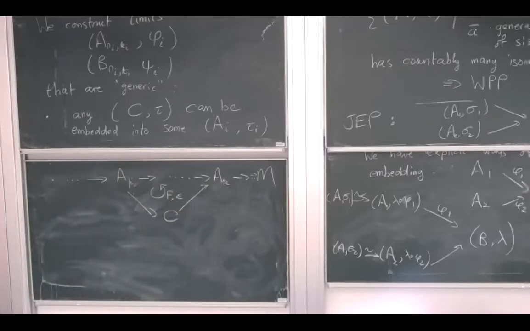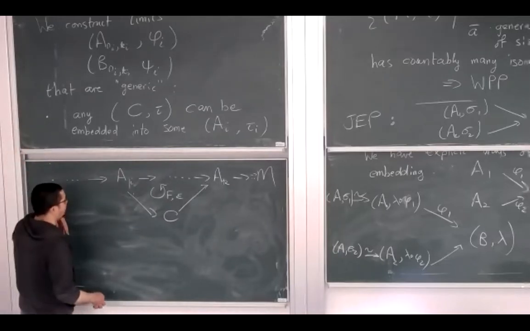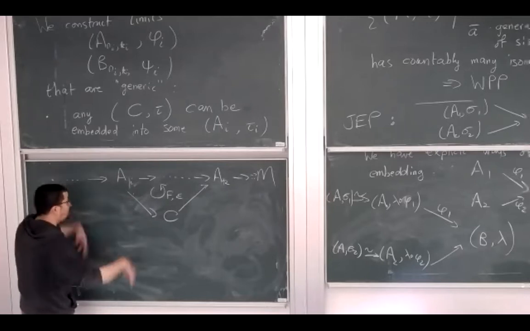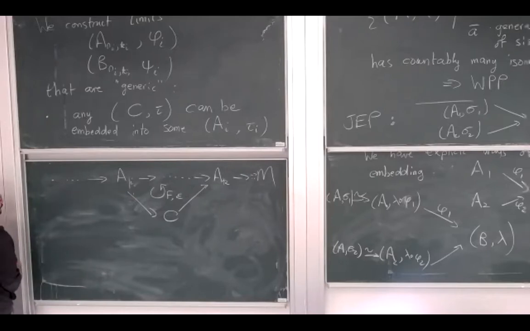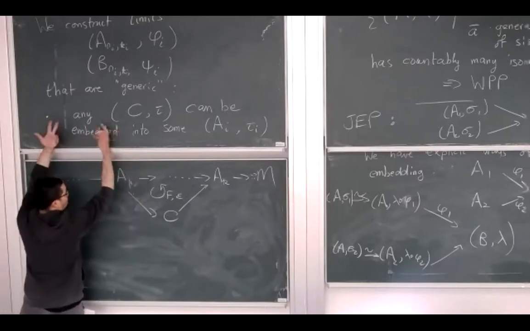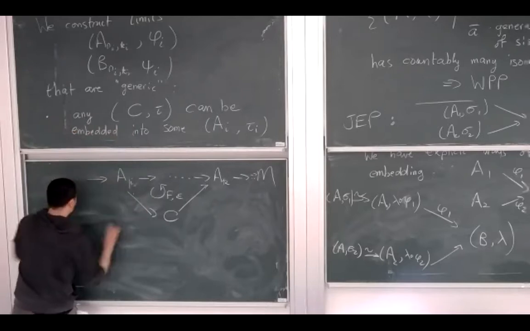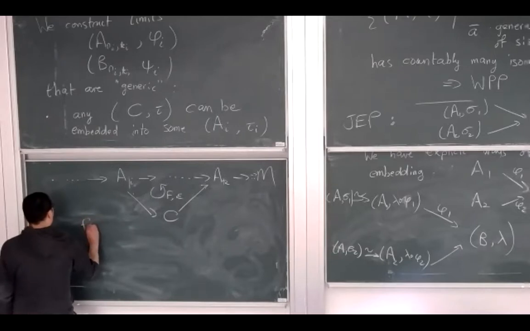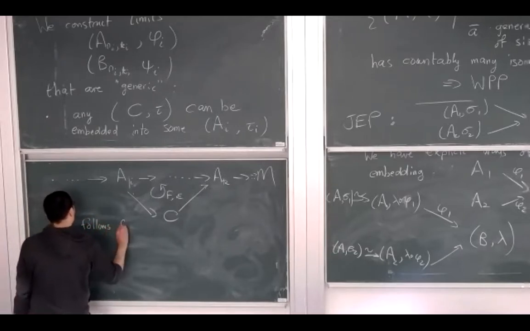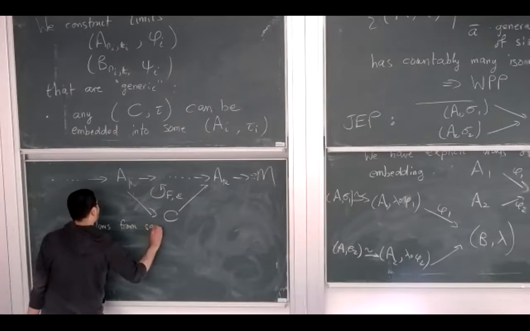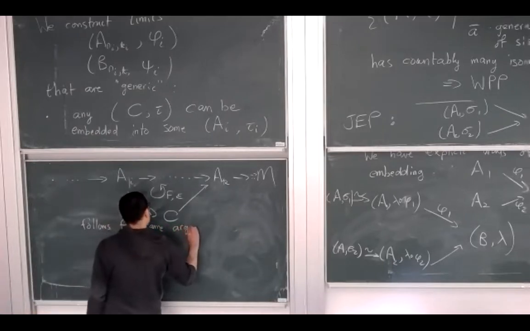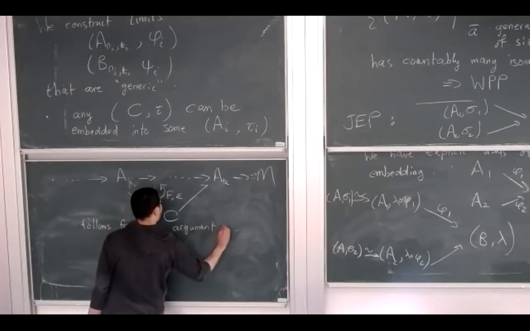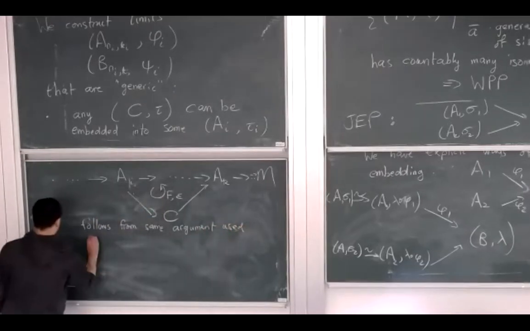So these two properties are enjoyed by all limits, and these imply the properties that the Fraïssé limit has. This first one is just throwing in factors. This second one is proved in the same way as the near approximation property, so it follows from the same argument used to prove the near approximation property.